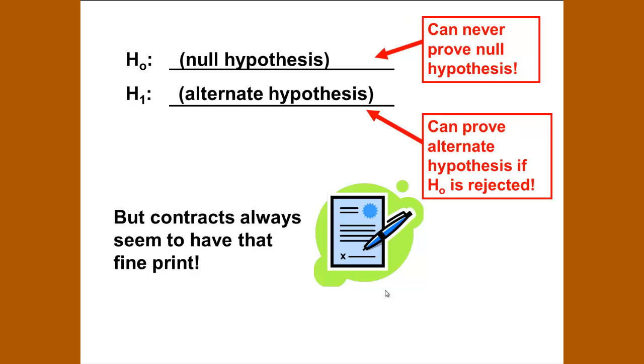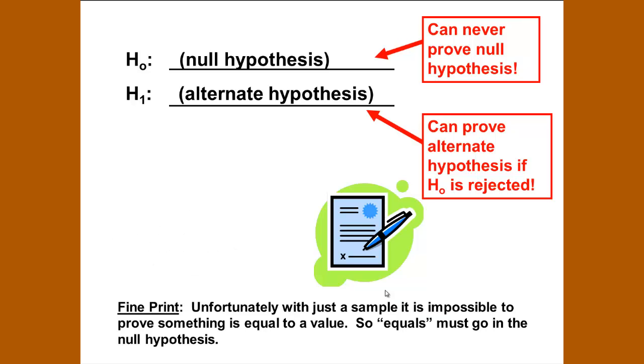But contracts seem to always have fine print, and the fine print is, unfortunately, with just a sample, it is impossible to prove something is equal to a value. So equals must go in the null hypothesis. All equals go into the null.